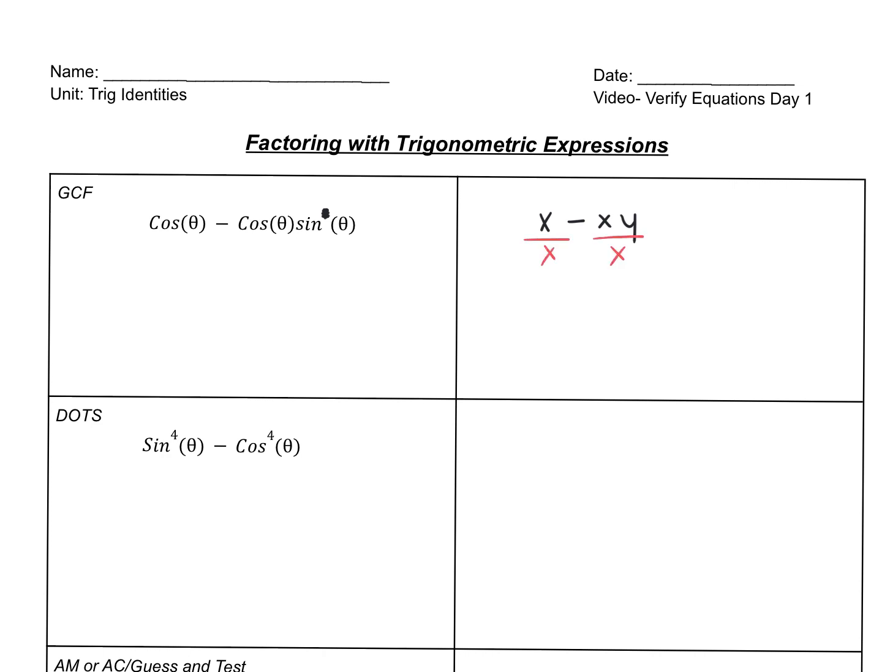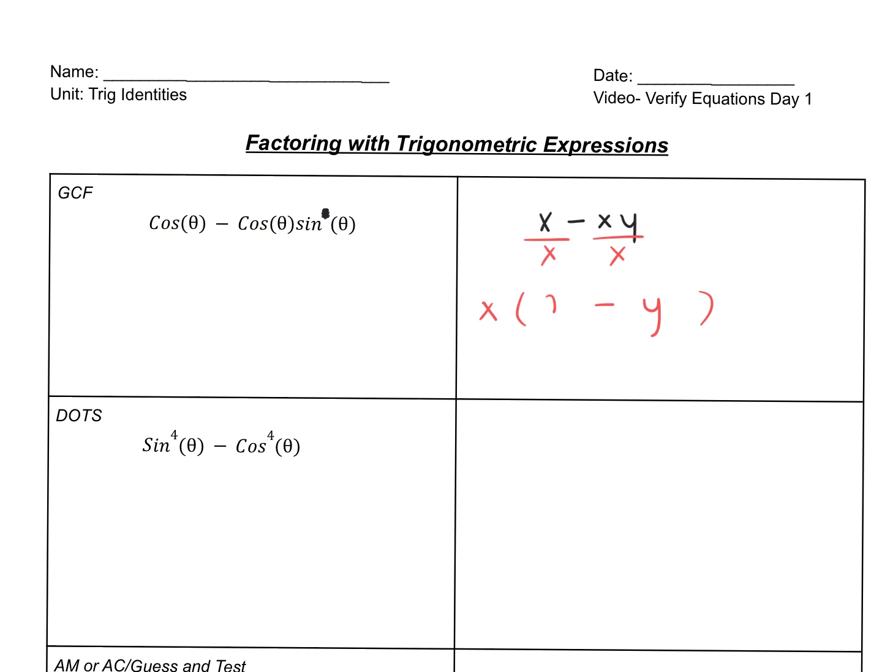And the way that we do GCF is we write the GCF on the outside, followed by an open parenthesis, and then we divide. So x divided by x is 1, and xy divided by x, these x's will cancel, leaving us with y. So this is the exact same thing as this. I just said x was cos and y was sine.